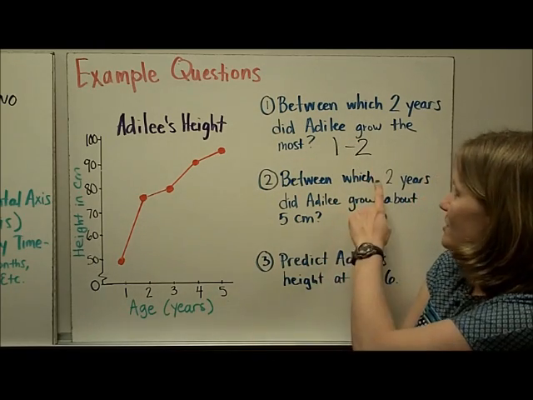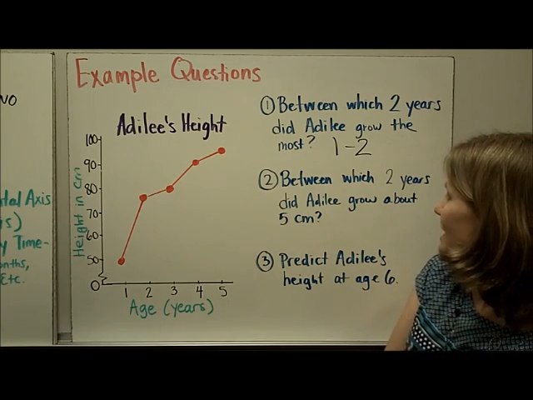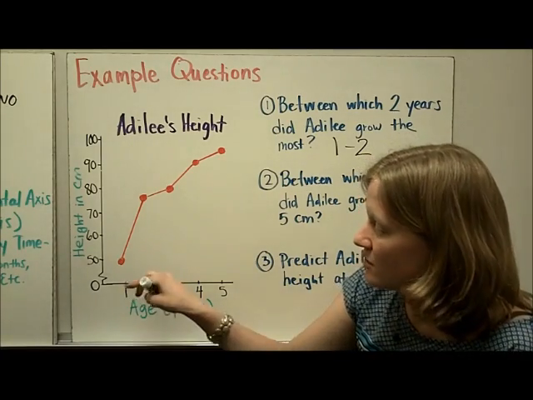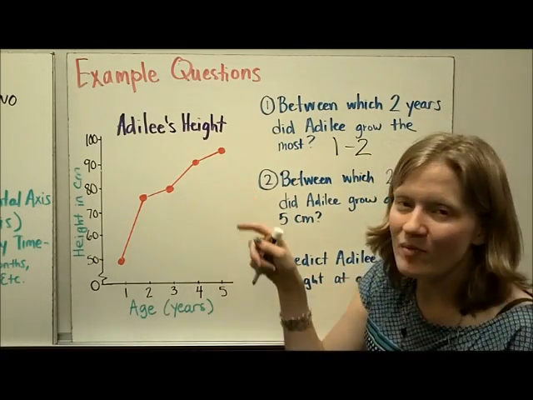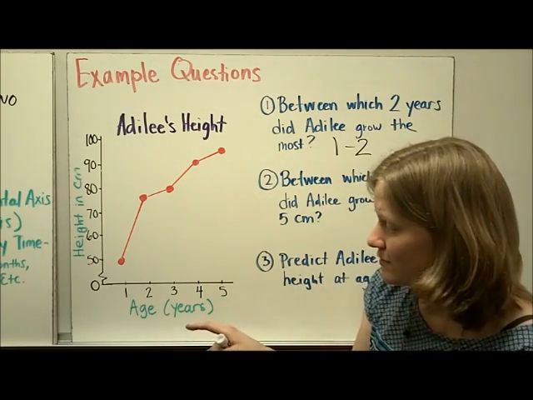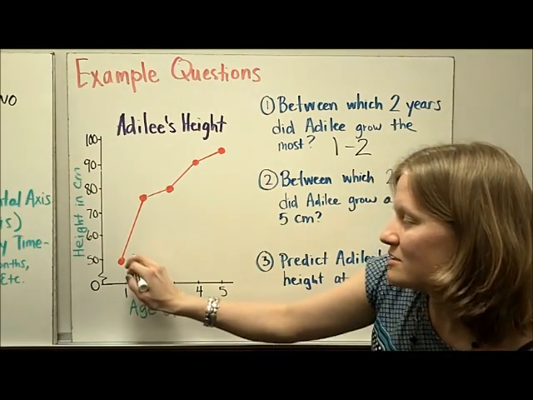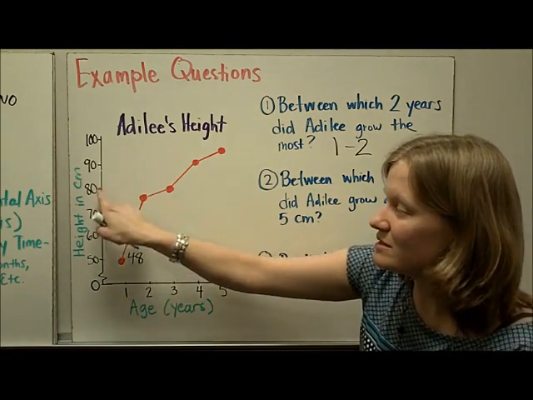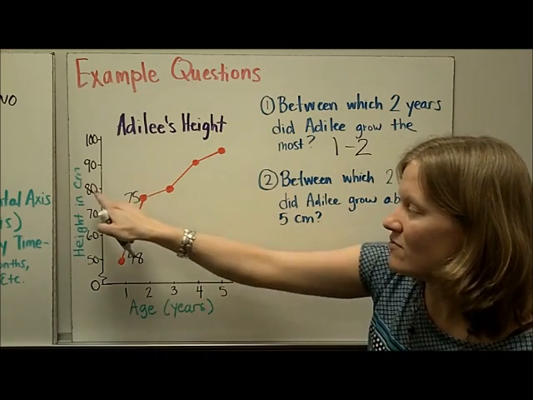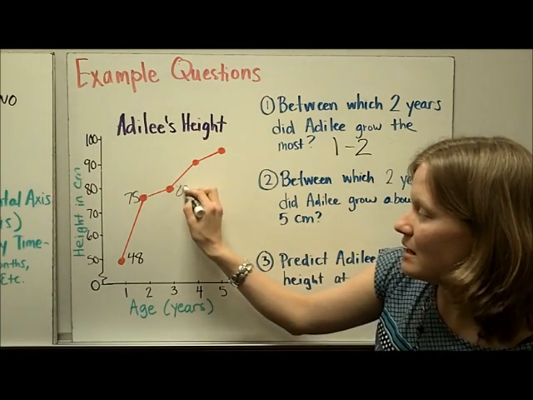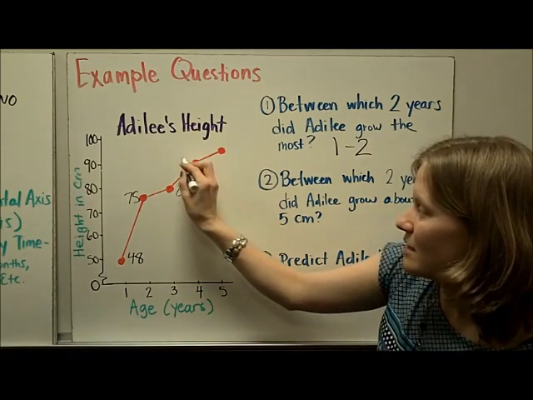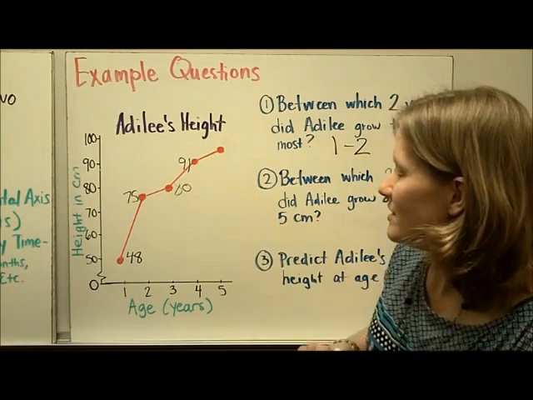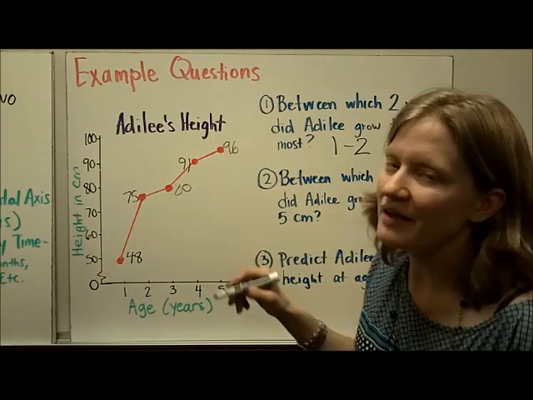All right. Number 2, between which 2 years did Adley grow about 5 centimeters? I think one of the easiest ways to solve this is to label each of the data points and then go back and think about the change that happened between each of those points. So we're going to estimate this was maybe around 48. It's a little bit less than 50. This is close to between 70 and 80, so maybe that's 75. This looks to be right around 80. At 4 years, maybe 91 or so. And the last point here at age 5 looks to be about 96, 95, somewhere in there.